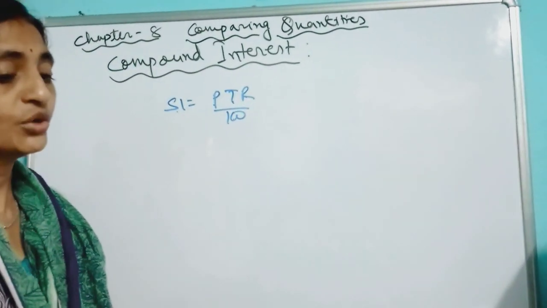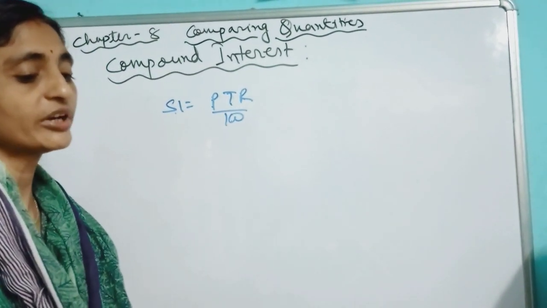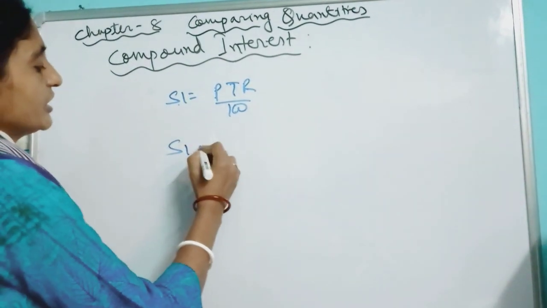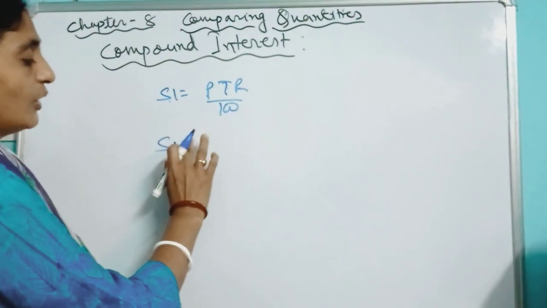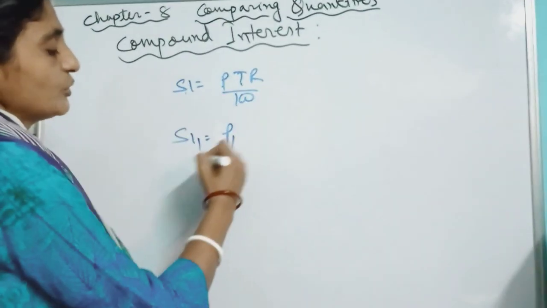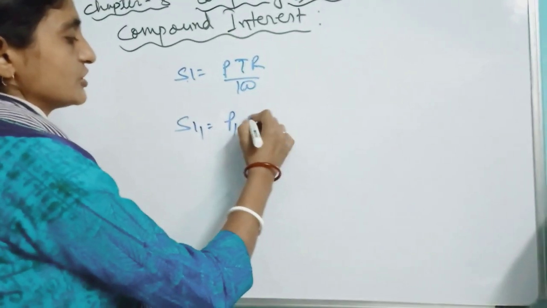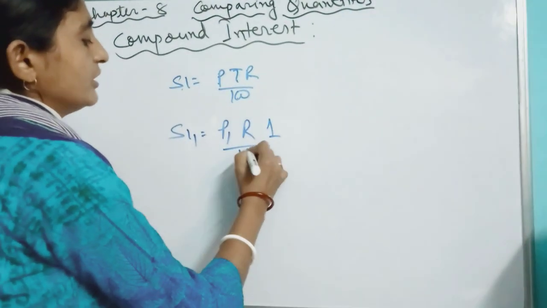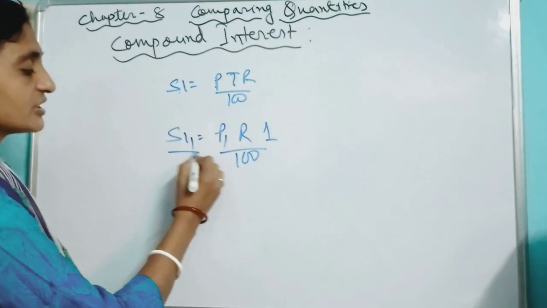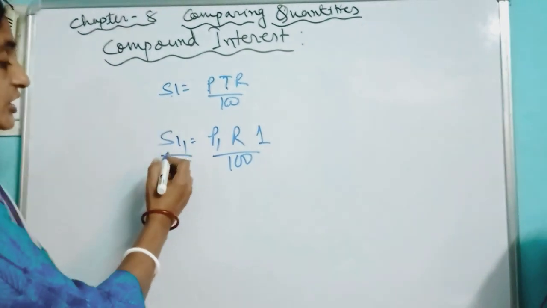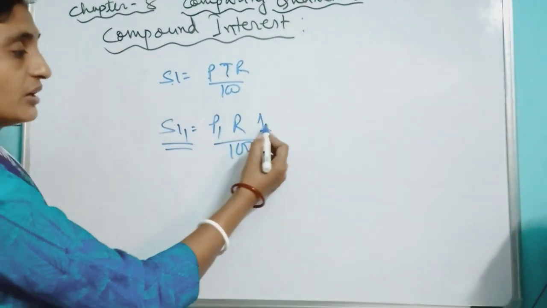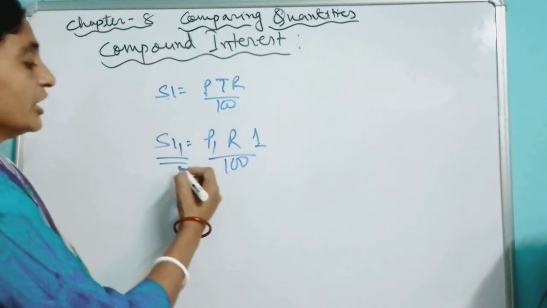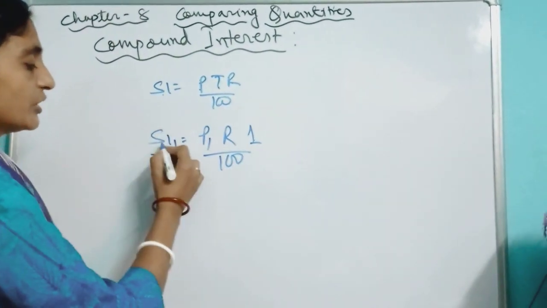Let us take an example. For the first year, I consider the simple interest SI1, with principal P1, the same rate of interest, and time 1 year, divided by 100. So the interest you get is P1 into R into 1 by 100. After completing 1 year, you get this interest.